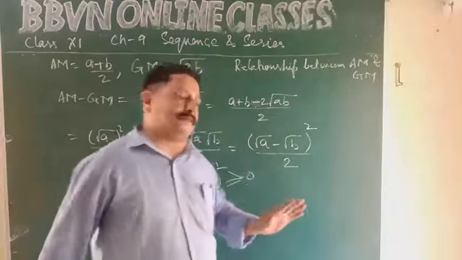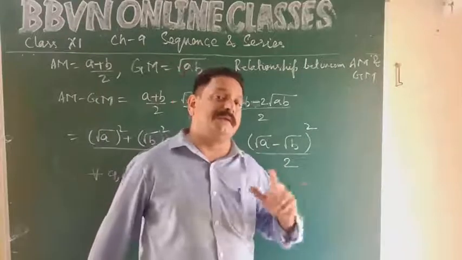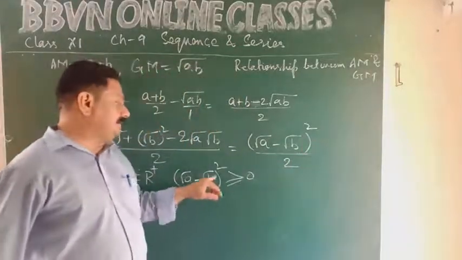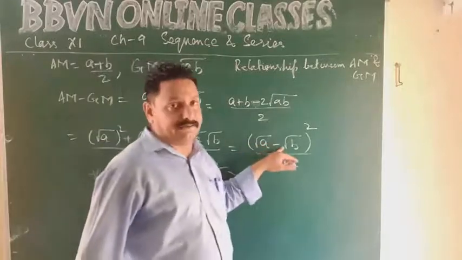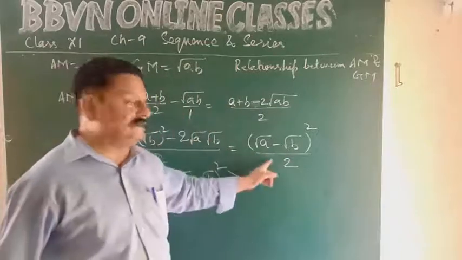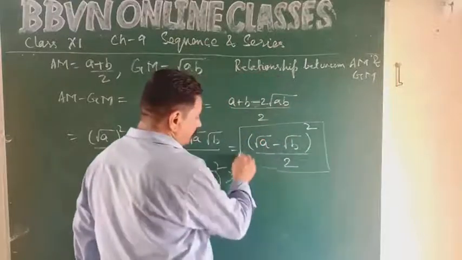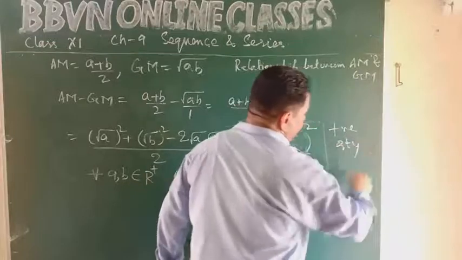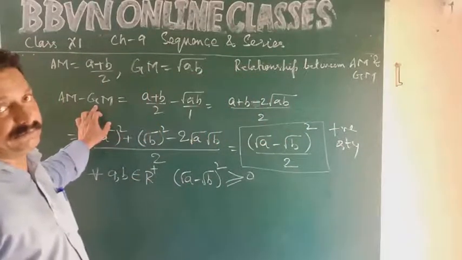This will always be a non-zero number. Positive हो या negative हो. Suppose b is greater than a, so under root a minus under root b will be negative. But what do you have? Whole square. So under root a minus under root b whole square will always be greater than 0. So the numerator is greater than 0. What is the denominator? 2. 2 is already greater than 0. So this is a positive quantity, under root a minus under root b whole square divided by 2. So AM minus GM turns out to be positive.